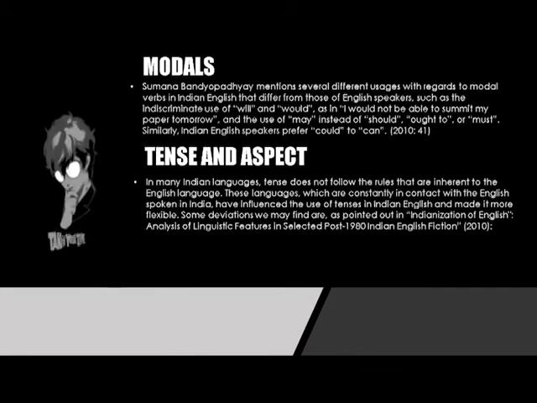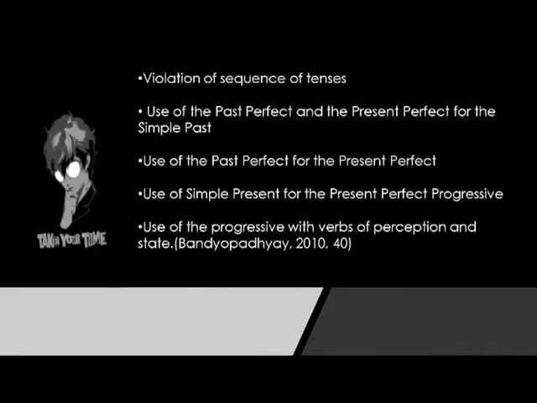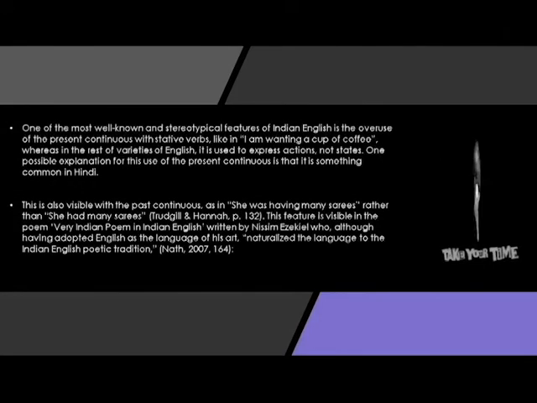Some deviations we may find are the following: violation of sequence of tenses, use of the past perfect and the present perfect for the simple past, use of the past perfect for the present perfect progressive, use of the simple present for the present perfect progressive, use of the progressive with verbs of perception and state. The use of present continuous is something common in Hindi. That is why one of the features of Indian English is the overuse of the present continuous with stative verbs. An example of this is "I am wanting a cup of coffee."